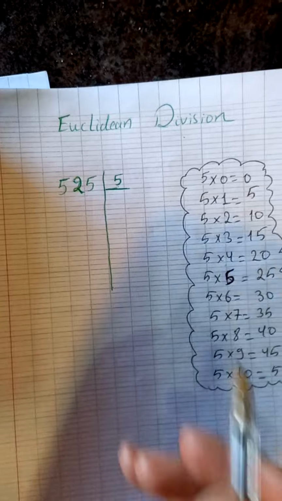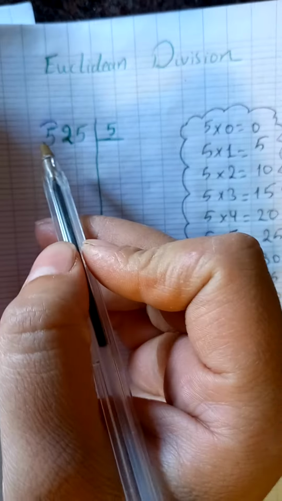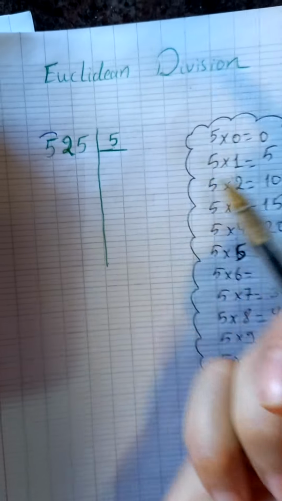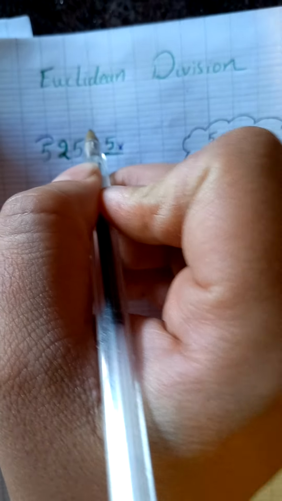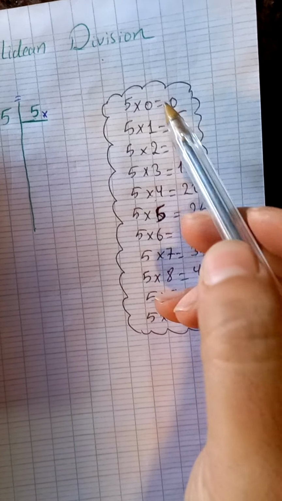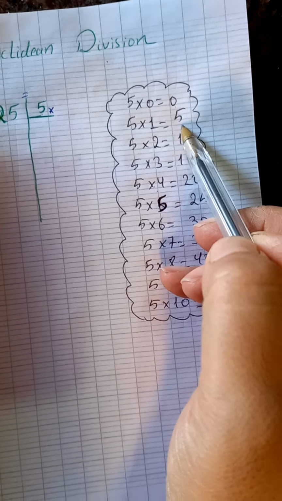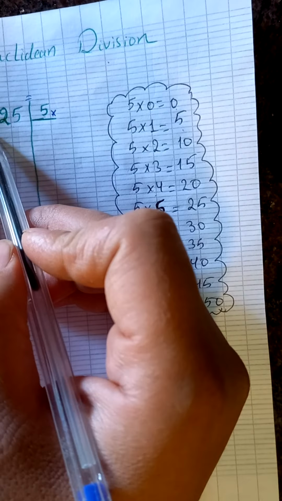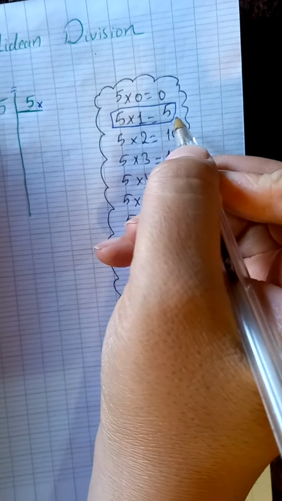We will proceed. First, from the left, we start with the 5. I ask myself, what is the number that I multiply by 5 and gives me 5 or less? I look here. I have 5 times 0 is 0. 5 times 1 is 5. I have exactly the same number as 5, this 5 here. So I will choose this one. 5 times 1 equals 5.